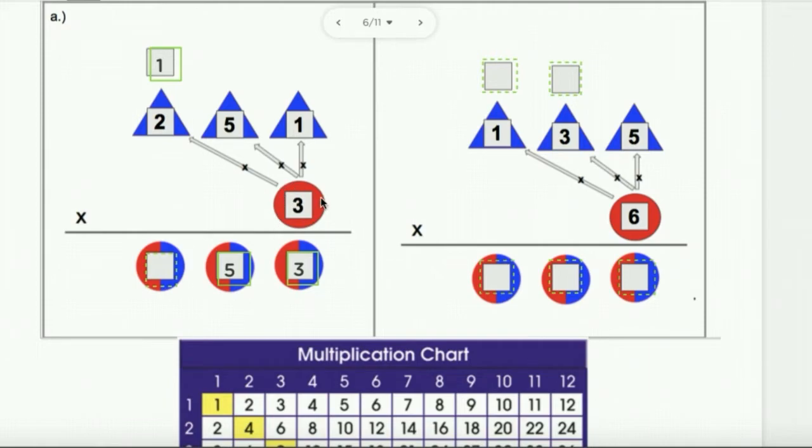Here we go. My last triangle, 3 times. Where is my last arrow pointing to? What number is it pointing to? Good, 3 times 2. What's 3 times 2? Oh, we know this one, y'all. We don't need our chart for this one. What is it? Yeah, 6. But don't forget about that 1. 6 plus 1 more.